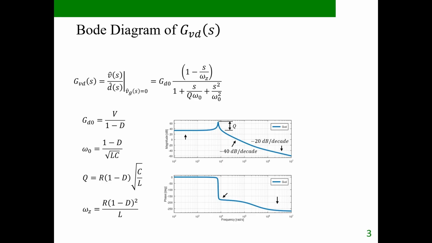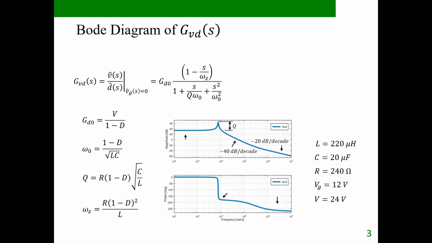However, because the phase continues decreasing, placing the loop crossover beyond the right half plane zero is fundamentally unstable. This non-minimum phase behavior is what makes boost converters significantly harder to control than buck converters. These are the parameters used for this plot. Inductance is 220 microhenries, capacitance is 20 microfarads, load resistance is 240 ohms, input voltage is 12 volts, and the output voltage is 24 volts.